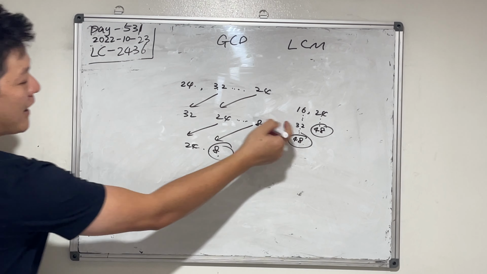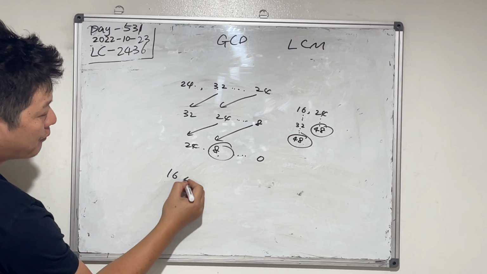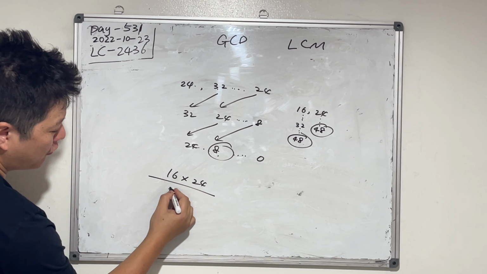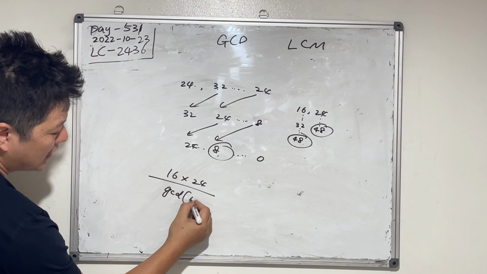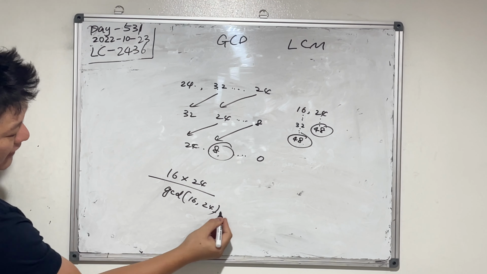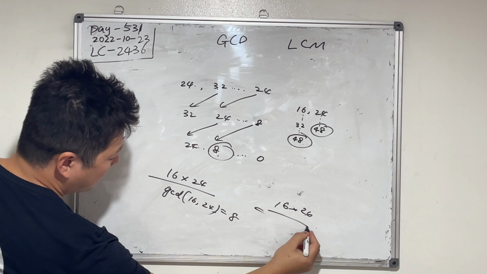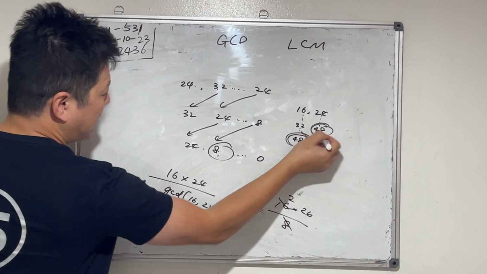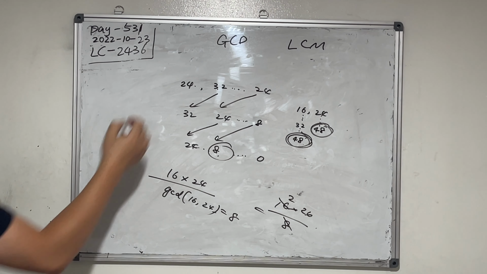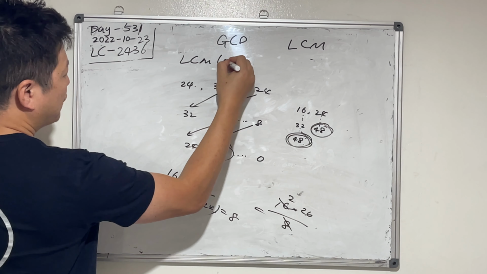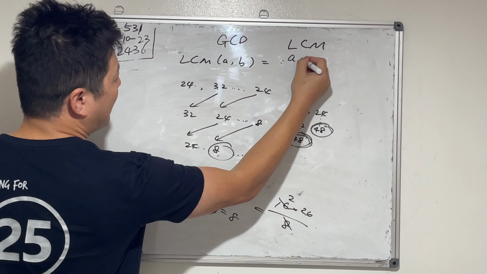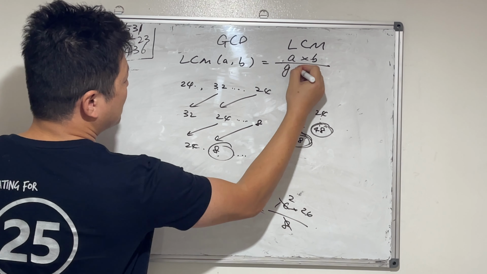48 is correct. How do we get 48? So 16 times 24 divided by the greatest common divisor of both, which is 8, right? So it's 16 times 24 divided by 8. So that's 48. That's how we get the least common multiple. So basically, the least common multiple of two numbers A, B can be calculated as A times B divided by GCD of A, B.